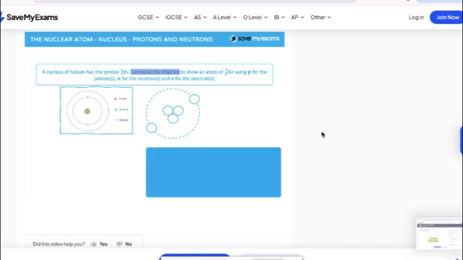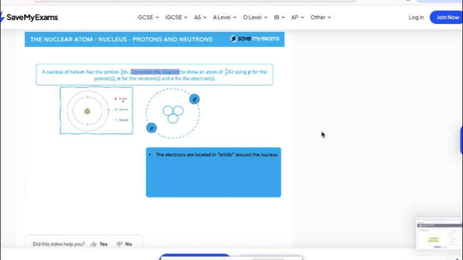So let's go for it. The electrons are located in orbits, and I've put orbits in inverted commas there because it's not quite as simple as that. But for the purposes of this course, we will just say that they're in orbits around the nucleus. So in the case of helium, we've got the 2 electrons there and there.